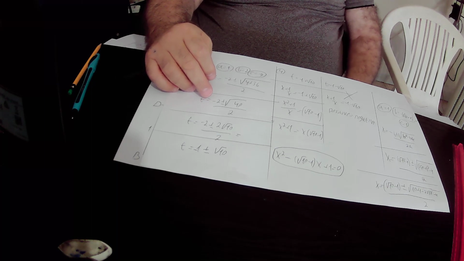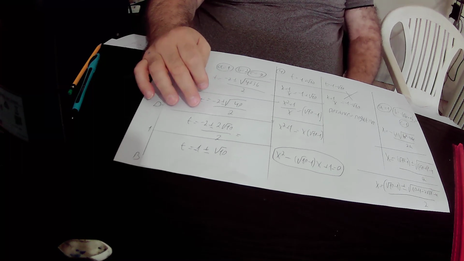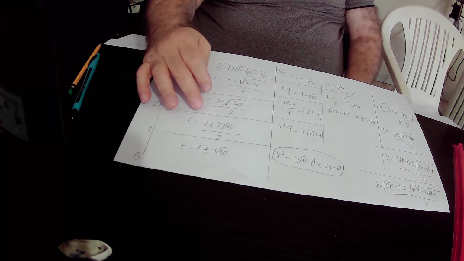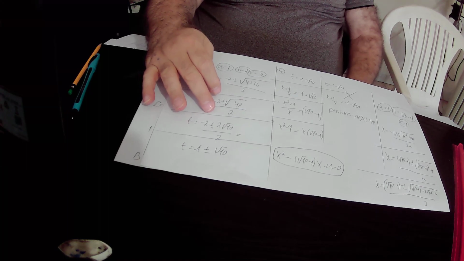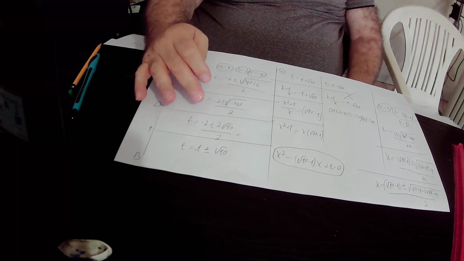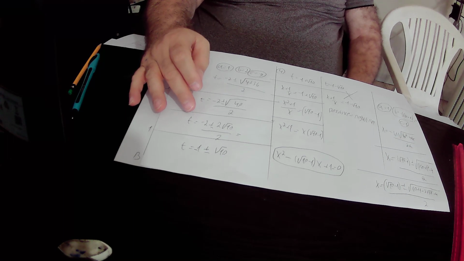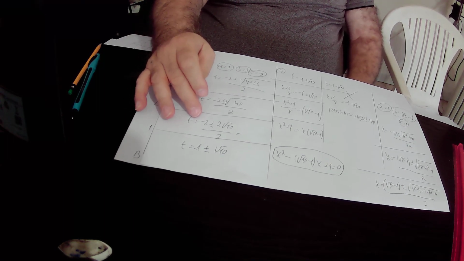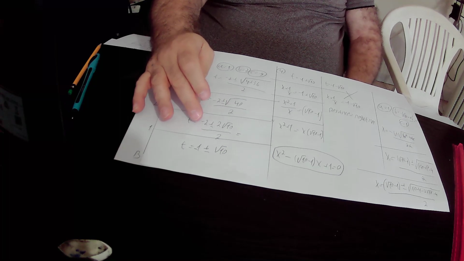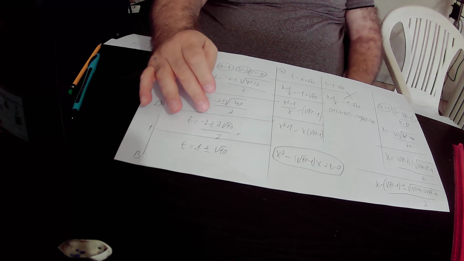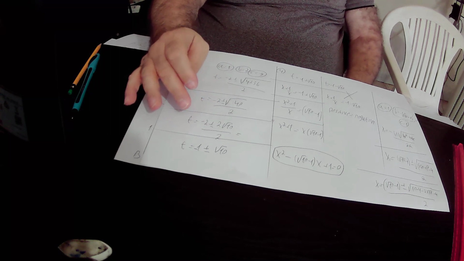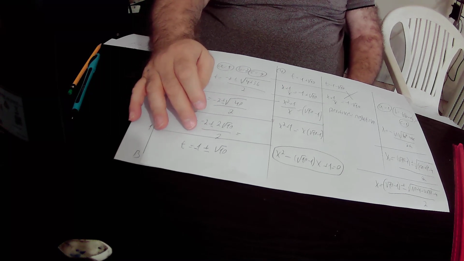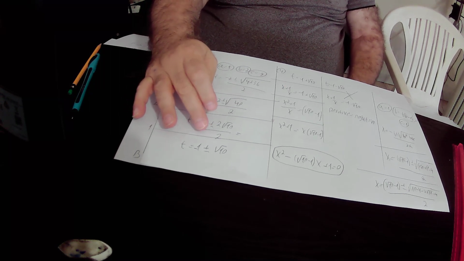Here 40 is 4 times 10. Square root of 4 is 2, so in conclusion we found out that t equals minus 2 plus minus 2 times square root of 10 over 2. Here we divided this side of the equation by 2, and we got that t equals minus 2 over 2 is minus 1, plus minus 2 over 2 is 1, so in conclusion we found out that t equals minus 1 plus minus square root of 10.